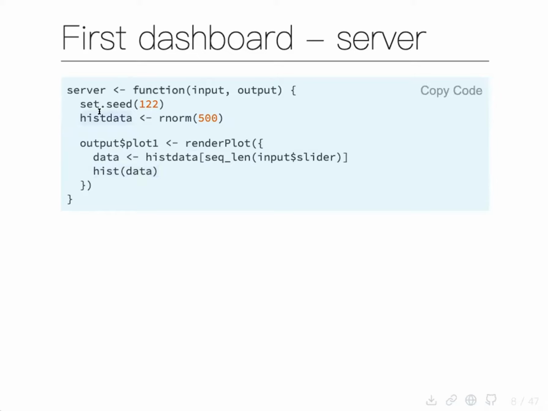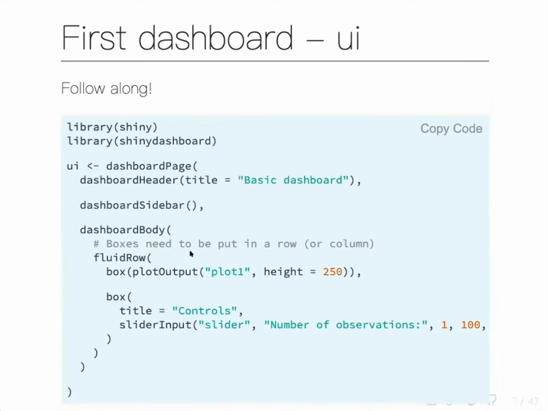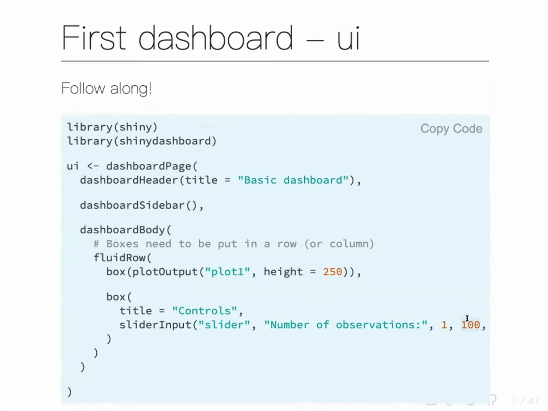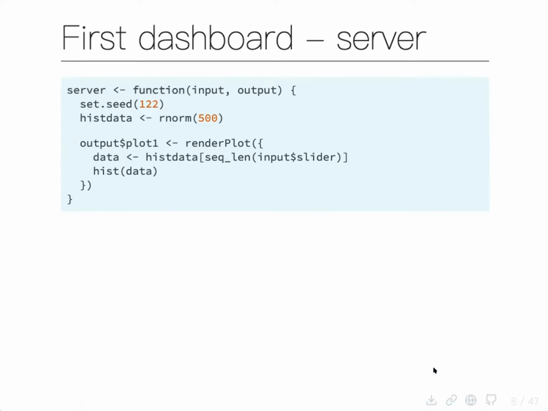So his data is here. And so we're basically just taking a sequence from 1 to however long the slider is on the input, okay? So 1 to 50, 1 to 100, whatever, however long this thing is, okay?